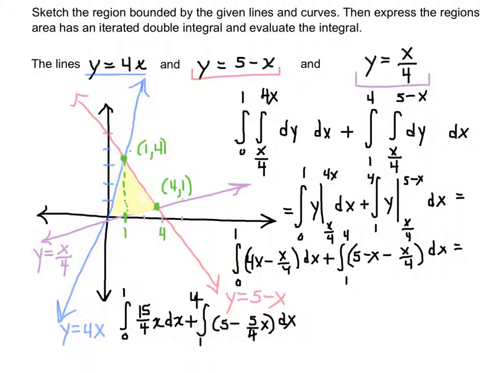So if we take the antiderivative of each, the antiderivative of 15 over 4 x is 15x squared over 8, evaluated from 0 to 1. And the antiderivative of the next one is 5x minus 5x squared over 8, and that is evaluated from 1 to 4.